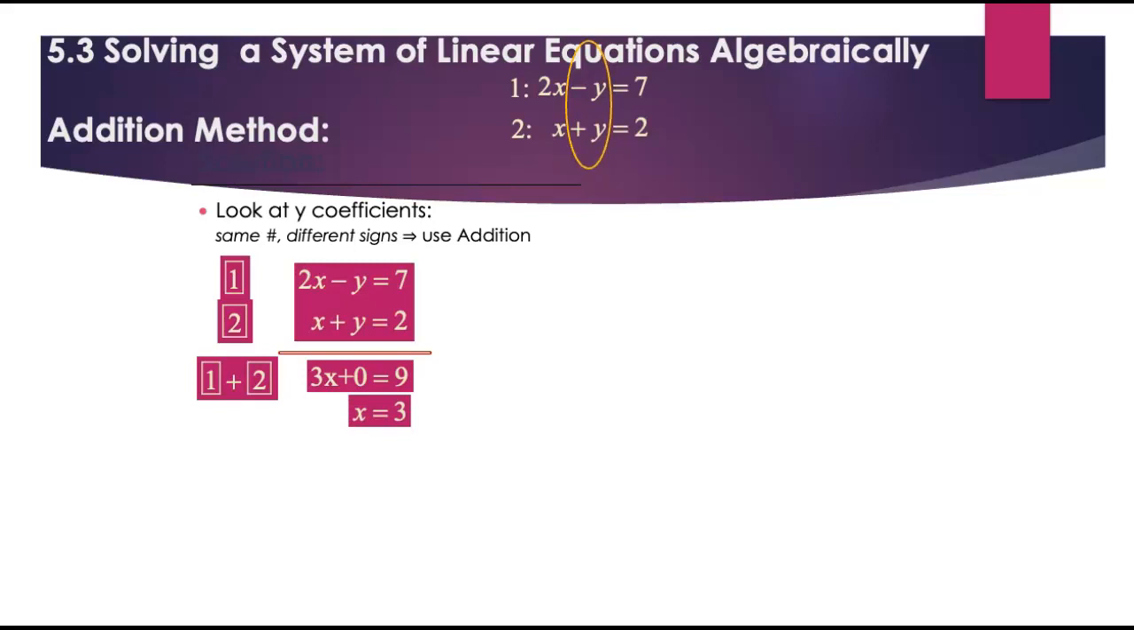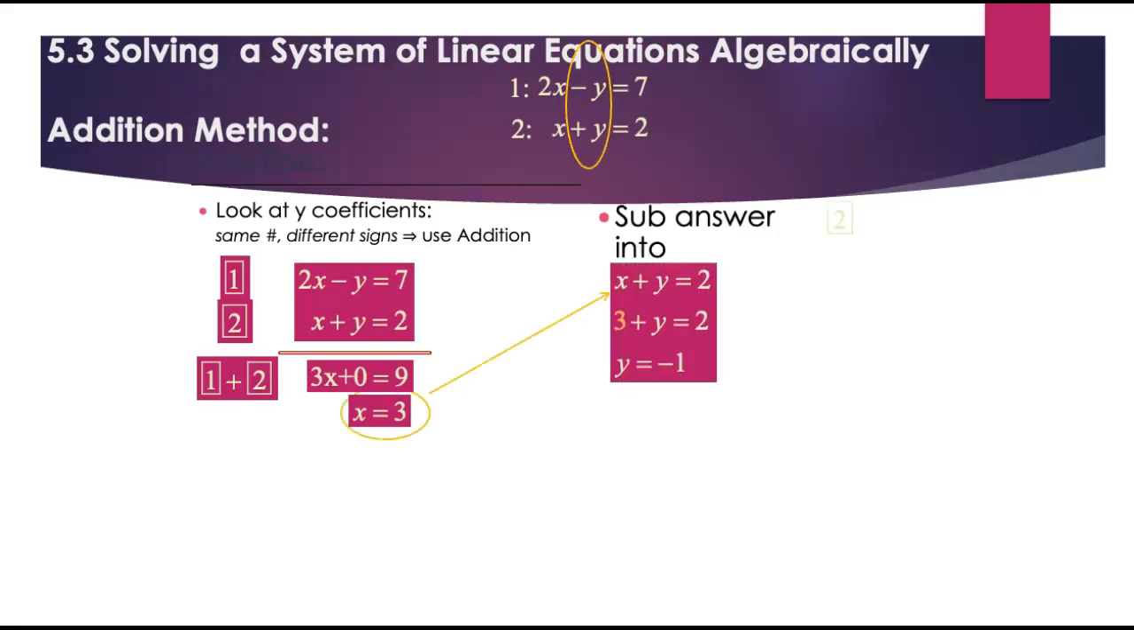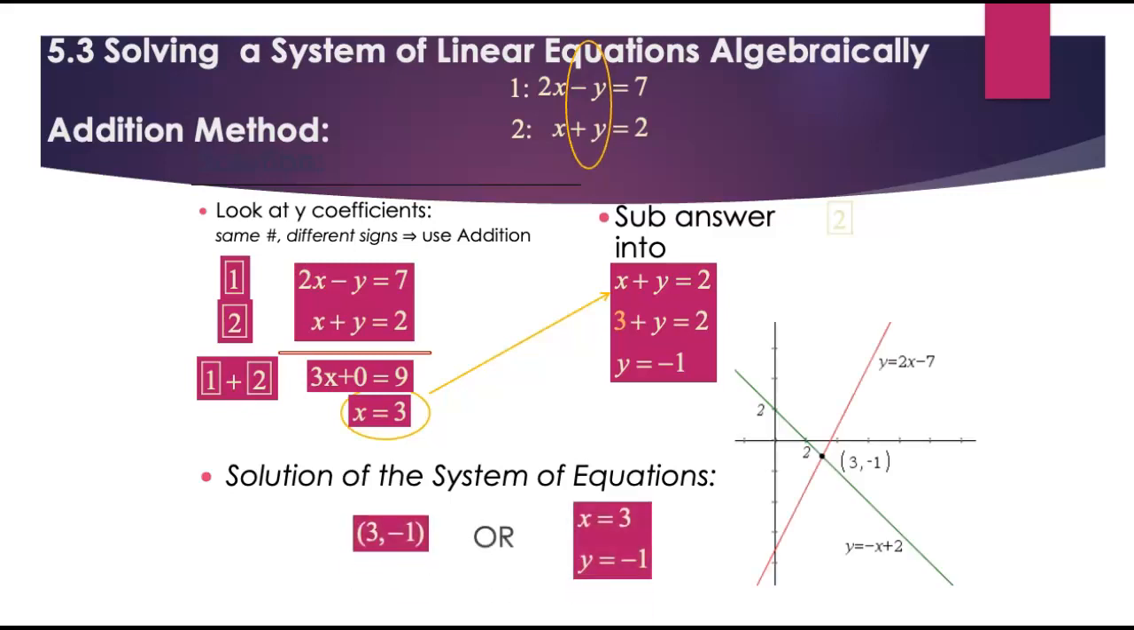Once you get an answer for x, you can substitute that into either one of the two equations to find the solution for y. So we're going to substitute that answer into the second equation, and our answer for y ends up being -1. So the solution for this system is (3, -1). Also graphically, that's the point where the two lines intersect, at (3, -1).